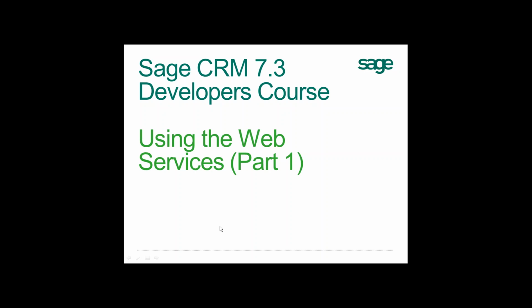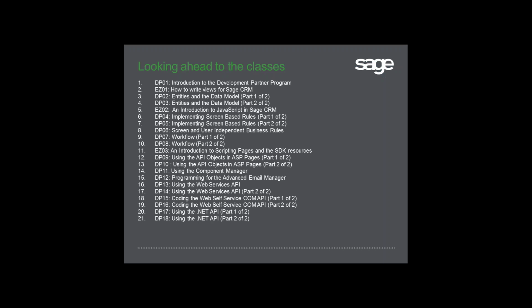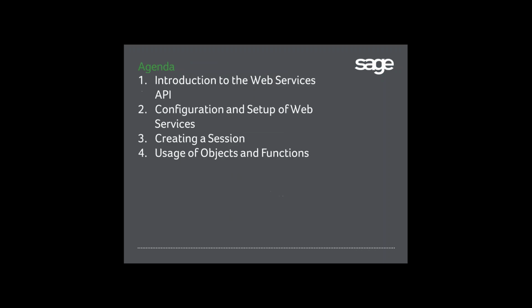Hello and welcome to the first of two lessons in which we're going to be covering the Sage CRM web services. Specifically in this lesson we're going to be really thinking about what are called the SOAP-based web services. SOAP stands for, well, it doesn't really stand for anything now, but it used to stand for Simple Object Access Protocol, but the standard now just refers to it as a particular type of web service offering remote access and remote procedure calling.